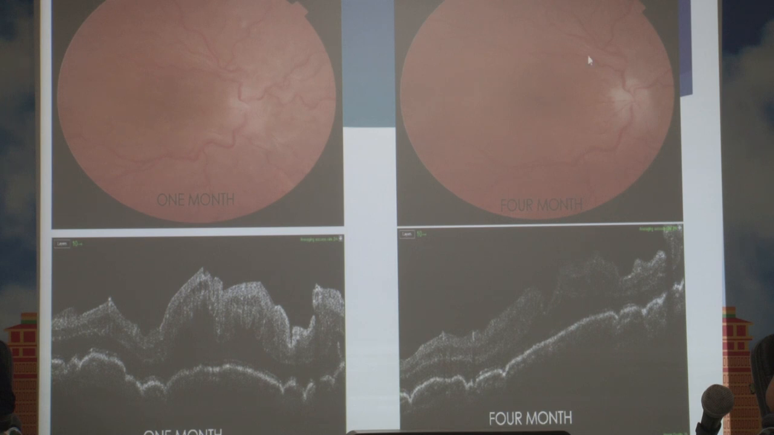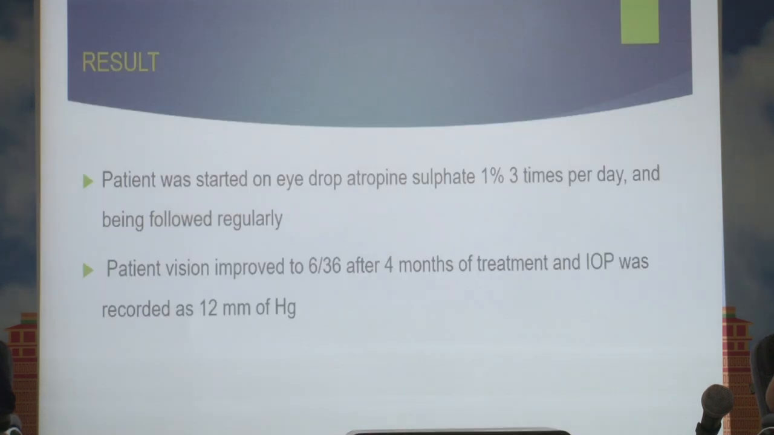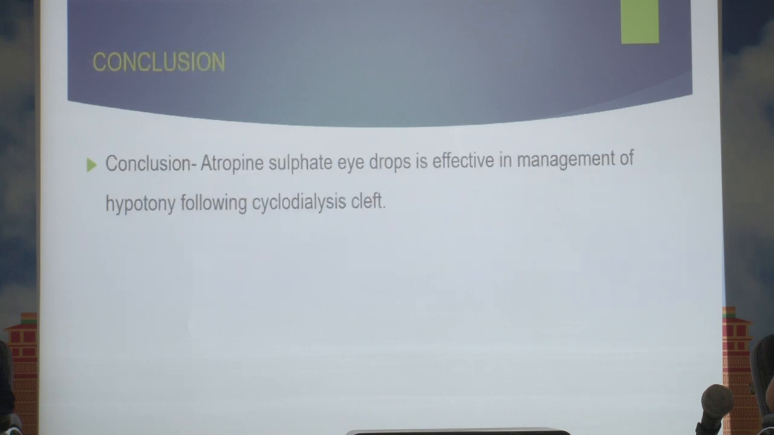This is the picture at 4 months, and this is the OCT macula picture. The vision improved to 6/36 after 4 months of treatment, and IOP was recorded as 12 millimeter of mercury after 4 months. The conclusion is that atropine sulfate is a conservative management option in cases of cyclodialysis cleft after surgery.